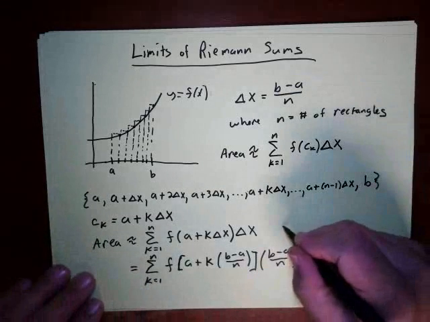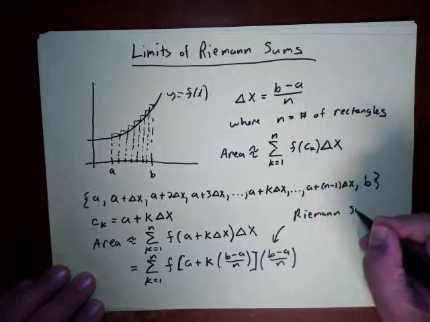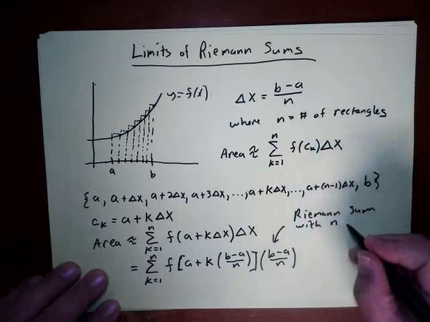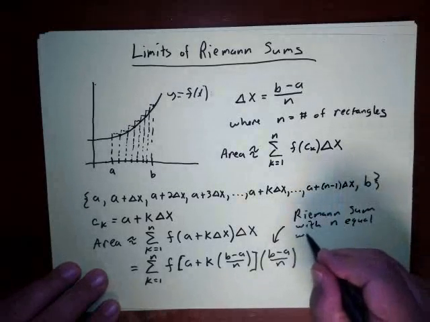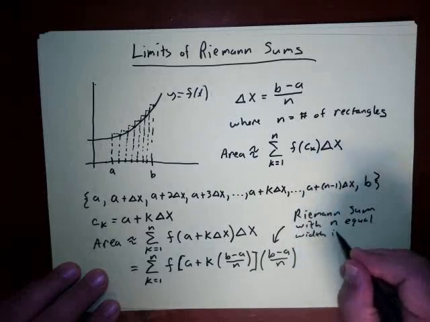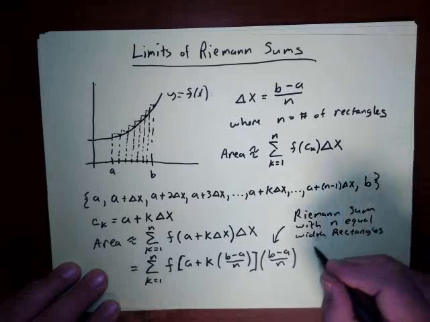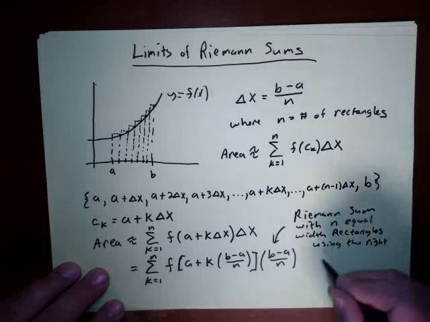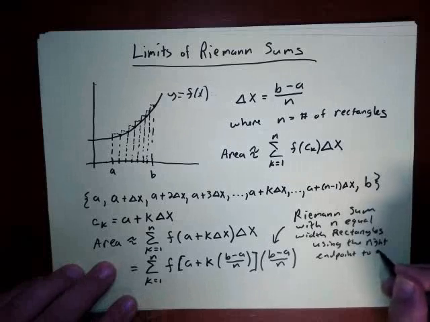So you can say here that this is a Riemann sum with n equal intervals or rectangles using the right endpoint to get the height.